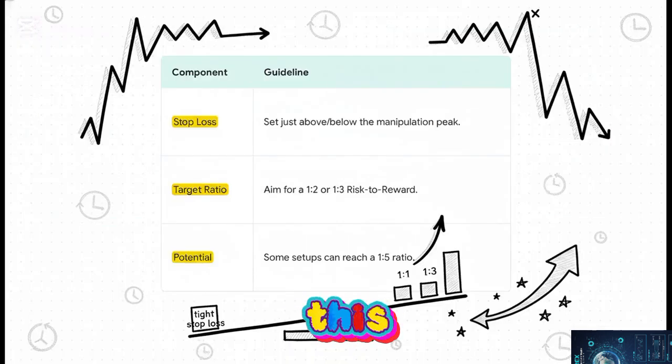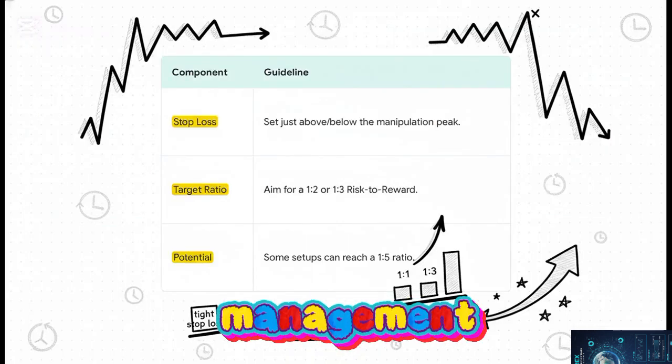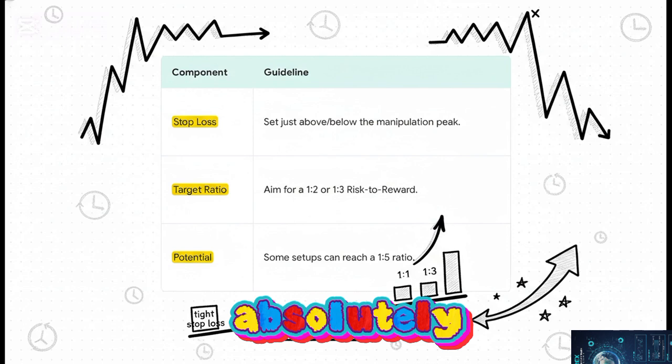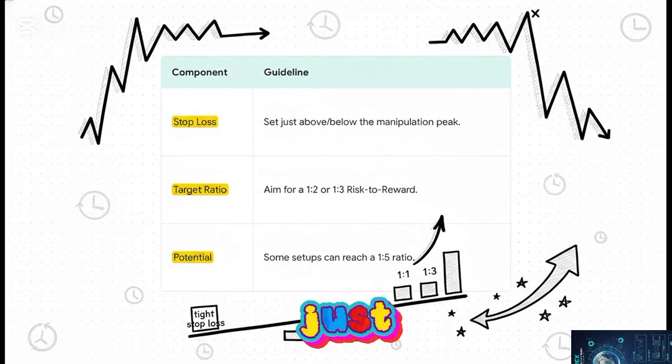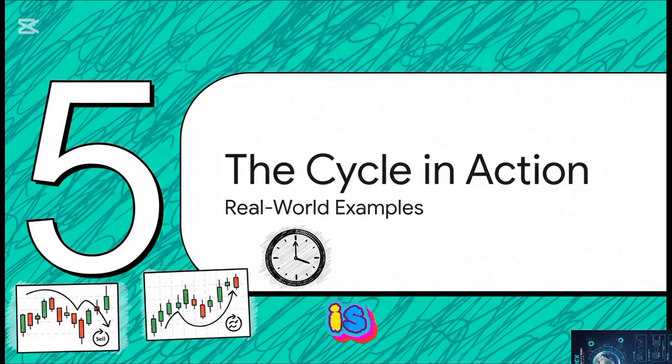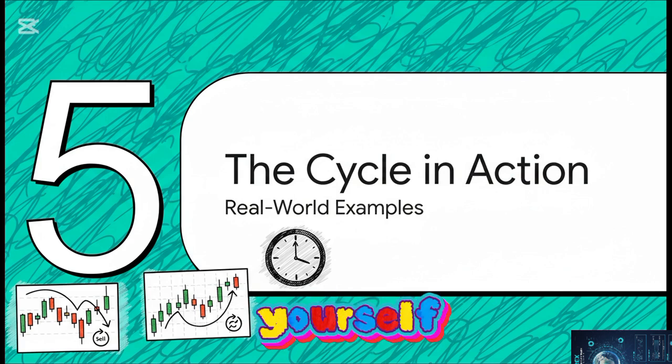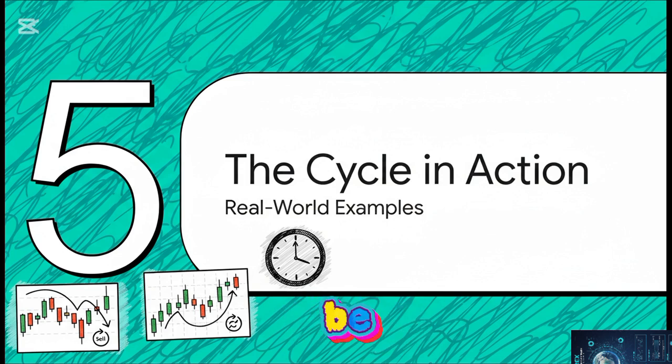And look, none of this works without rock-solid risk management. This part is absolutely crucial. Your stop loss goes just on the other side of that manipulation high or low, the very top of the trap. This keeps your risk super tight. From there, you're aiming for at least a 1 to 2 and ideally a 1 to 3 risk-to-reward ratio. Theory is one thing, but let's see what this looks like on a real live chart. We're going to check out two recent examples, one sell and one buy, just so you can see for yourself how clean these setups can really be.